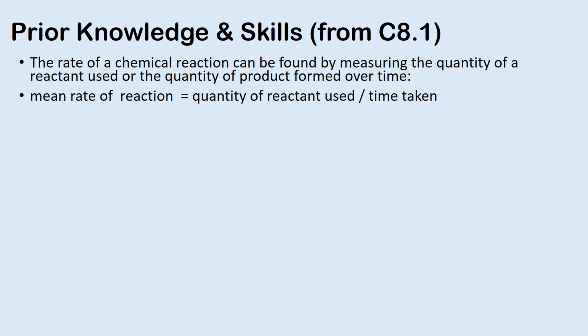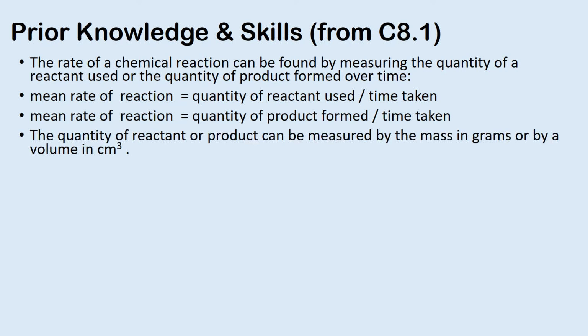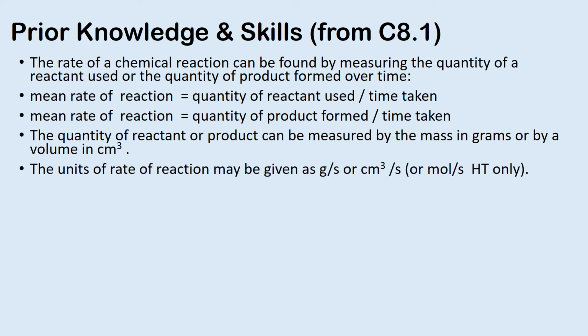You either do that by doing the quantity of reactant used divided by the time, or the product formed divided by the time. Basically, you just got to remember to always divide by time. In terms of how you're going to measure that quantity, you could do a mass or a volume, depending on what the reaction is. And of course, the units will depend on what that quantity is.